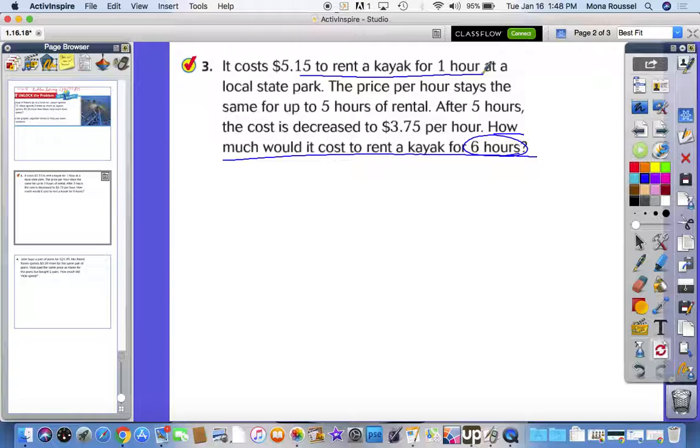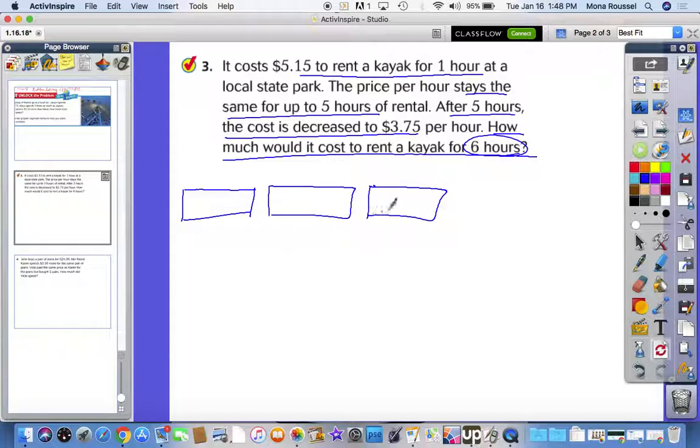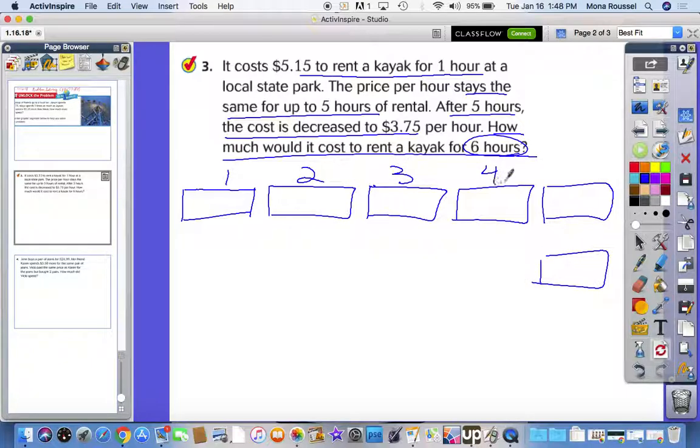for 1 hour, and that the price stays the same for up to 5 hours. But if we read on, we find out that after 5 hours, the cost goes down to $3.75 per hour. So when we're going to show this in a graphic way, I'm going to draw 6 boxes, one to represent each of the 6 hours that the kayak is being rented. I ran out of space for that last one, but we have 6 hours.